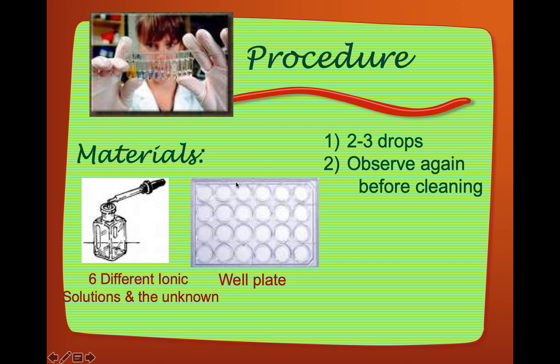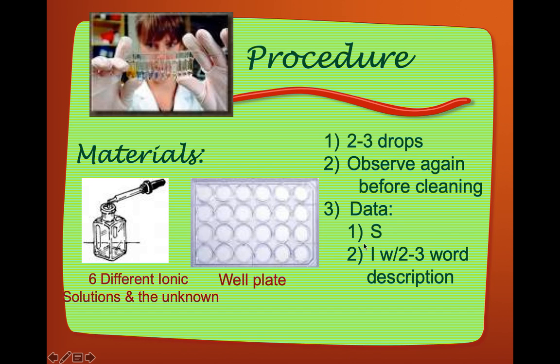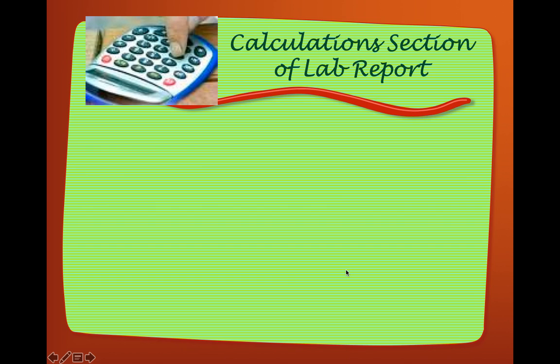Some of the reactions are slower than others, so you're going to observe your well plate before you clean the whole thing up. The data that you're looking for is, did everything stay soluble? Like if you slide this well plate over the top of your lab handout, can you see directly through it? Even if it changed color, like clear and yellow mixed and now it's yellow, but you can see everything through it, then that's still soluble. What we're looking for is I for insoluble. So insoluble, and then you're going to give a 2-3 word description to describe what that insoluble precipitate looked like. So that's the data that we're going to be taking.